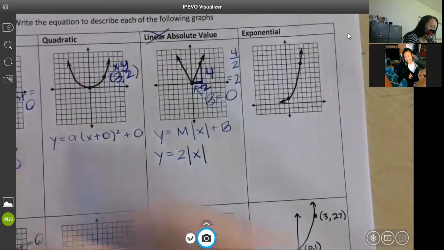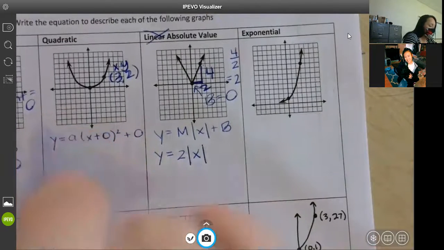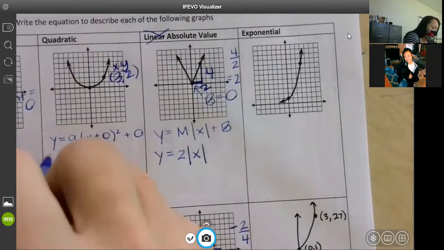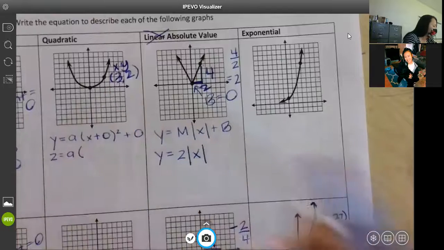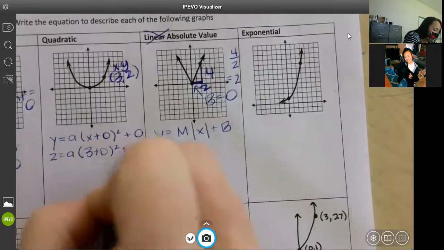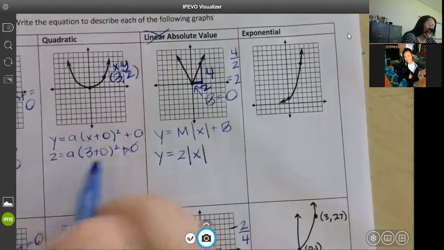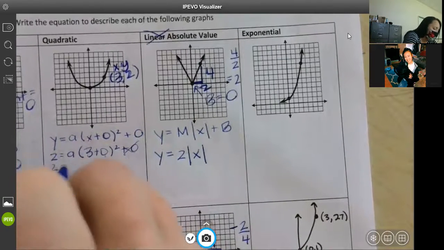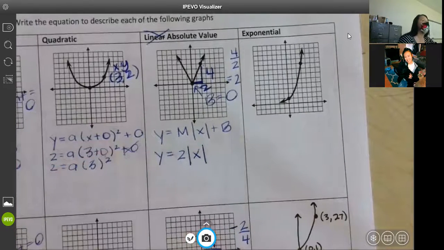So what is your Y coordinate? It's right here. What's our Y coordinate that we have? 2. We don't have our A. What's our X coordinate? 3. Plus 0 squared plus 0. This plus 0 doesn't really matter right now. It's not doing anything. Inside we have 3 plus 0. And I'm going to go ahead and write this one down, but the next ones I probably won't, which will give you 3 squared.